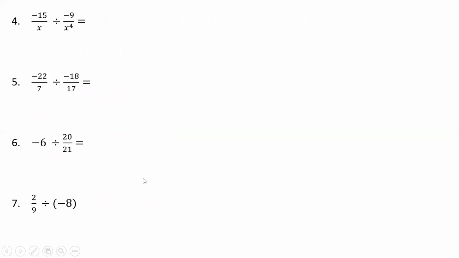All right, continuing on, we're just going to do the same thing. Keep, change, and flip. So that gives us negative 15 over x times, now we have x to the fourth, and it's going to be a negative because we're going to take that 9 and just make it a positive on the denominator, keep the negative up here. Now remember, a negative times a negative is positive, so those become positive. Now here we have 3 goes in here 3 times, 3 goes in here 5 times. One of these cancels one of those. And now it looks like we're done with cancellation.